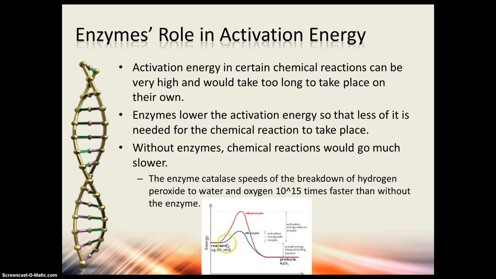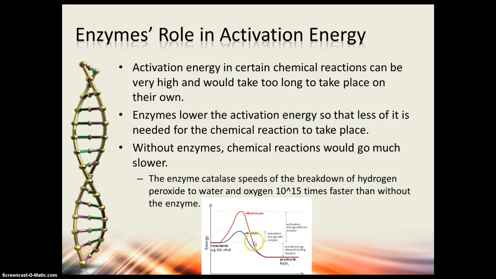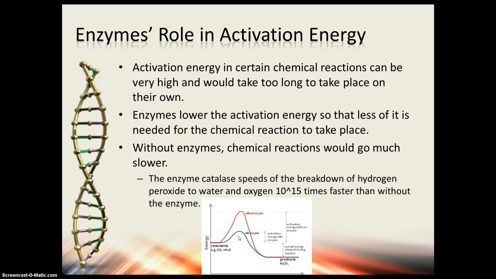And in the picture below, it shows how a certain chemical reaction will need a certain amount of activation energy, and you can see in the red line that it's very high without the enzyme, but the blue line showing it with the enzyme shows that the enzyme lowers the activation energy to a much lower state, so that not as much of it is needed for the products to be created.